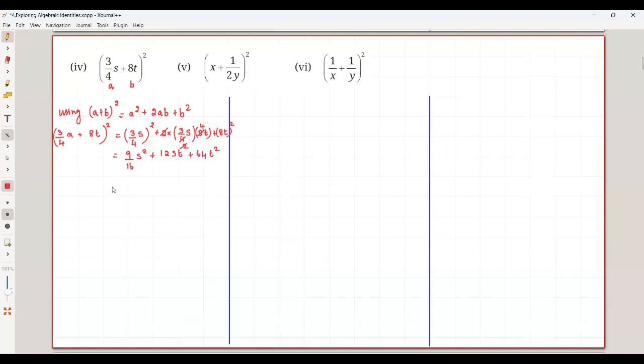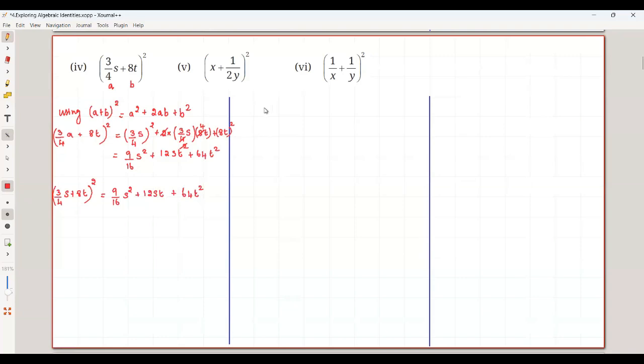Therefore we can just write the final answer: 3 by 4 s plus 8t the whole square is equal to 9 by 16 s square plus 12 st plus 64t square. And this is the answer.